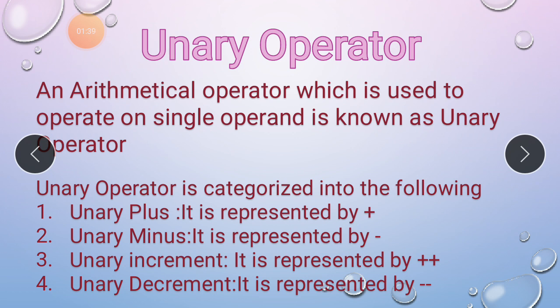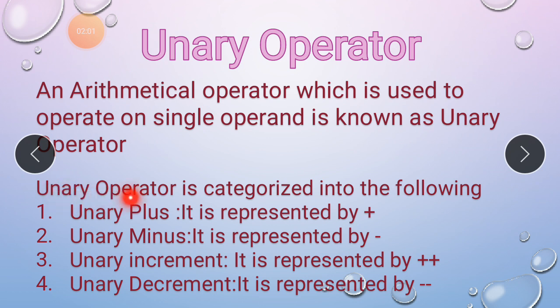What is an operand? An operand is a value on which the operator performs its operation. So a unary operator performs its operation on only a single operand. That kind of operator is known as a unary operator.